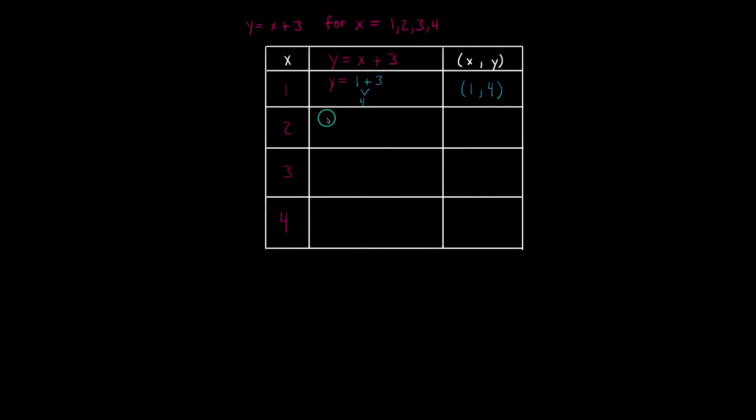So this time we have y is equal to 2 plus 3. Well, 2 plus 3 will give a value of 5. So when x is 2, y is 5. So 2, 5. So this time, y is equal to 3 plus 3, and this time we get 6. So when x is 3, y is 6 in this case.